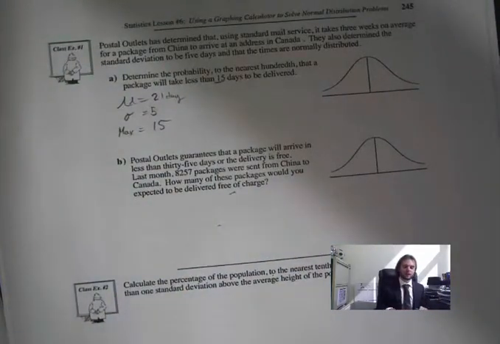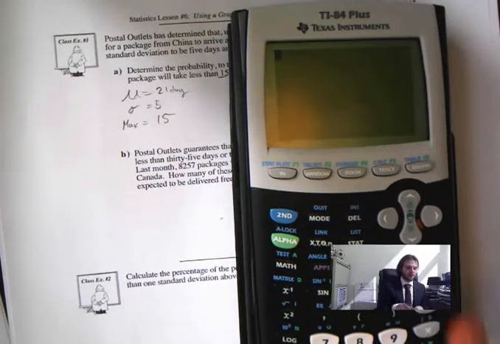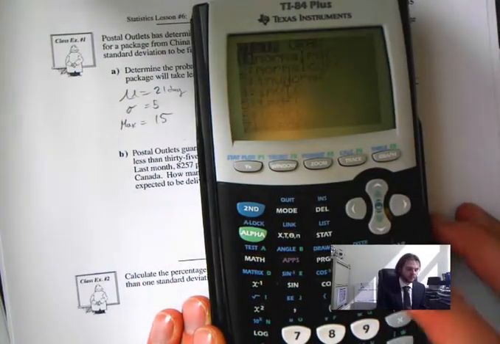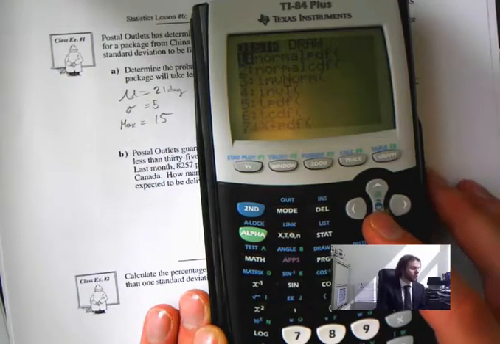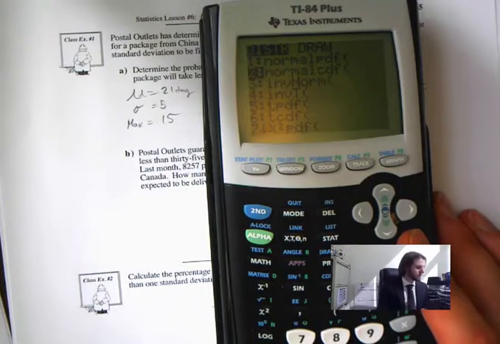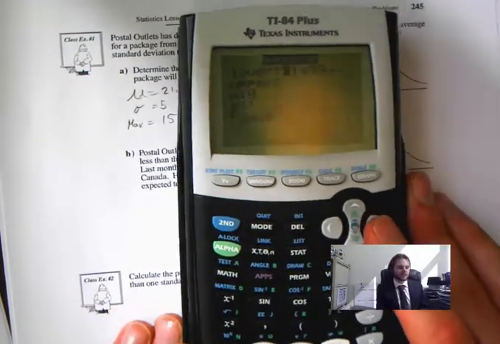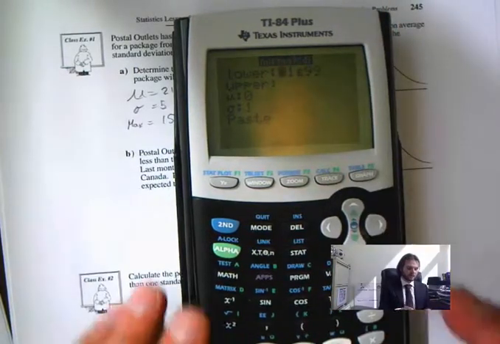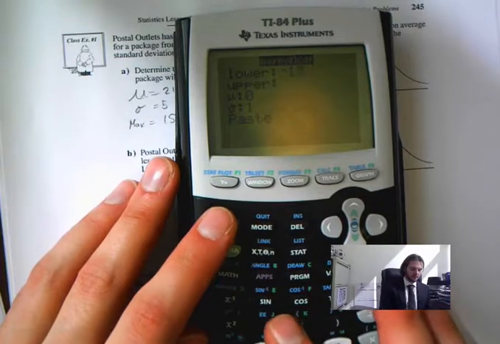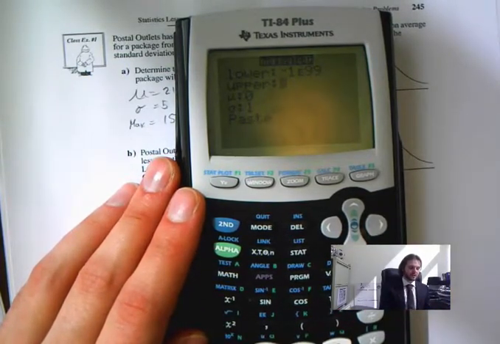So now we're going to use our normal CDF. Let's go here: second, and then the bars right there, and we want normal CDF. For my lower, I put something ridiculously low, 1e to the negative 99. So I went negative 1, then second, e to the 99. My upper is 15.